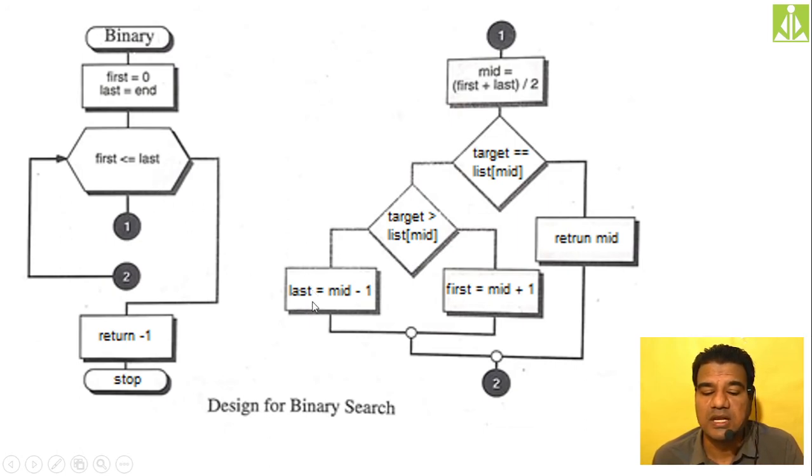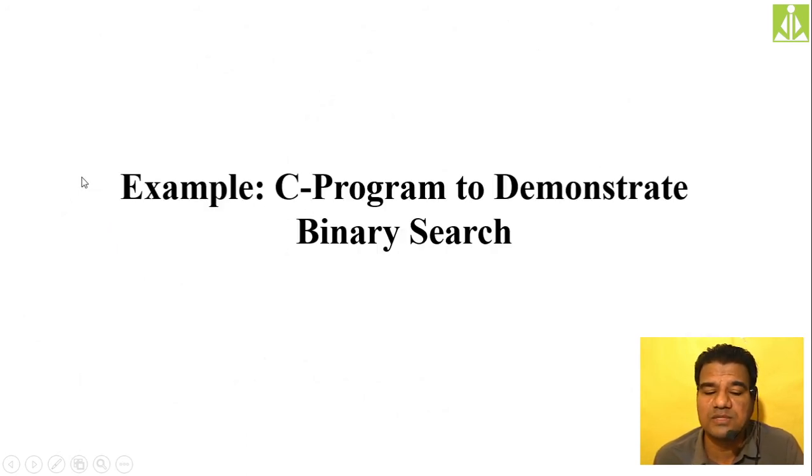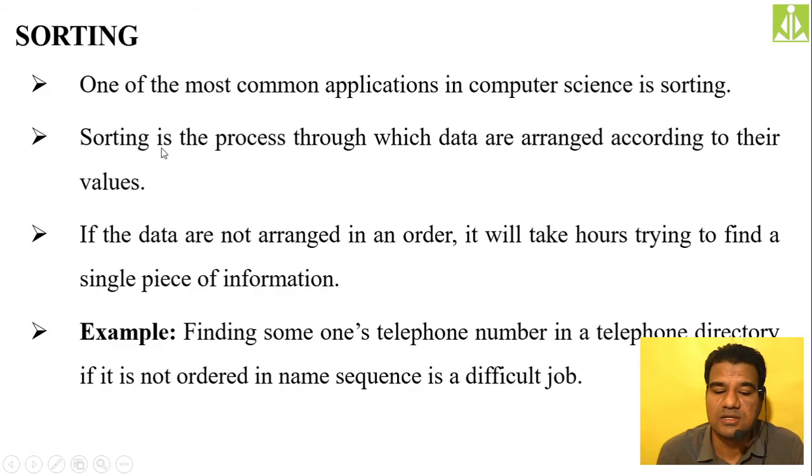How are we changing last? Last equals mid minus 1. And first? Mid plus 1. Target, we are comparing with list of mid. If the target matches with list of mid, we conclude the binary search operation. And how are we calculating mid? First plus last divided by 2. All are the same thing. Until what extent are we continuing these operations? Until and unless we find the target, or the first value becomes greater than last.